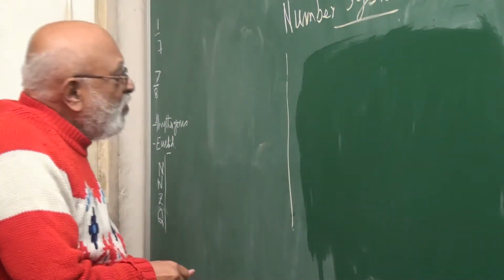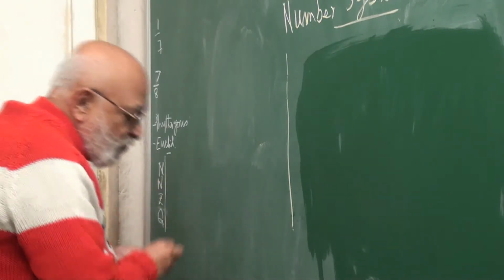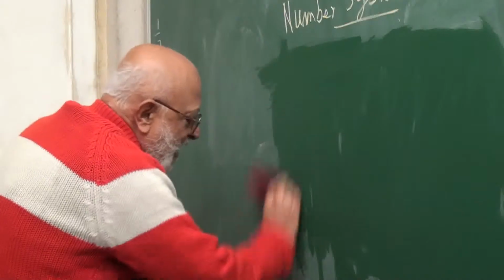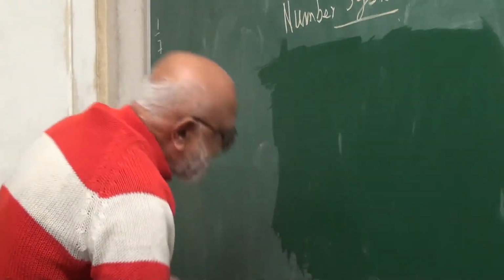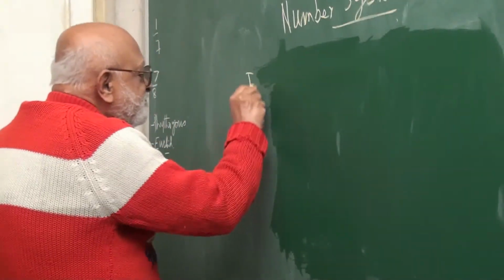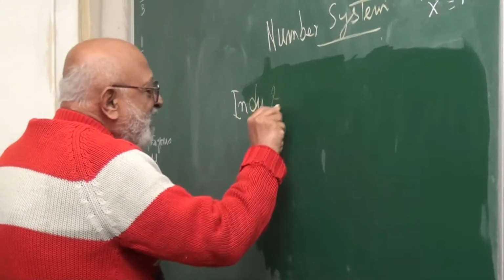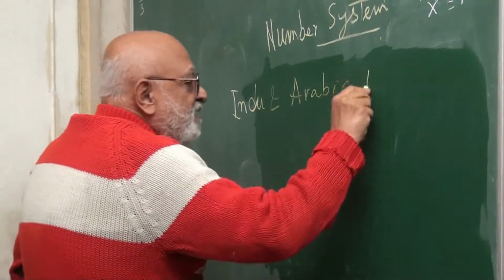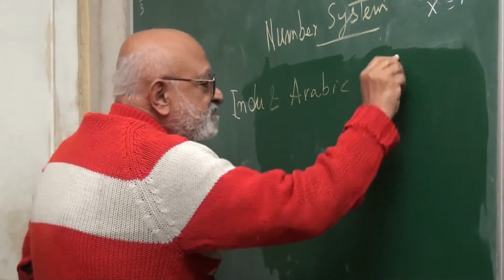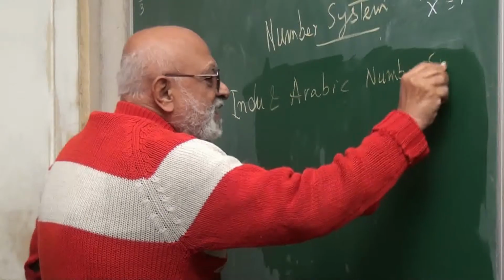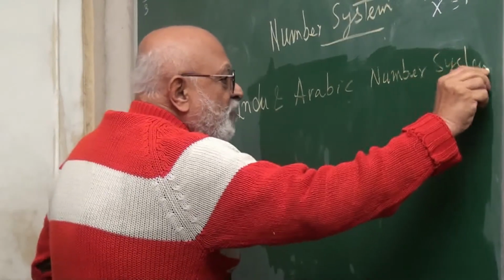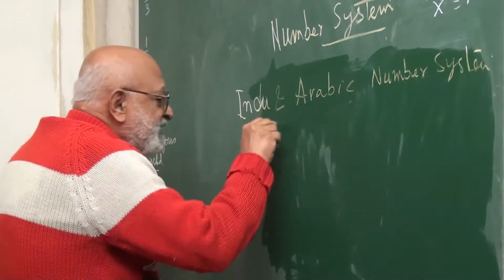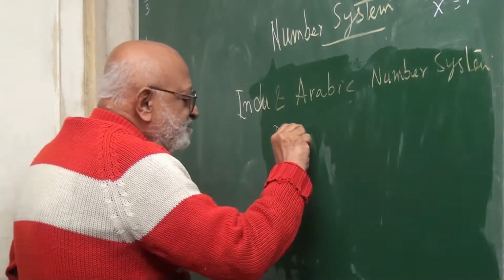Now we'll go to the number system which has been attributed to Hindu and Arabic, the Hindu Arabic number system. There are many number systems, at least 4. We will only discuss the decimal number system.